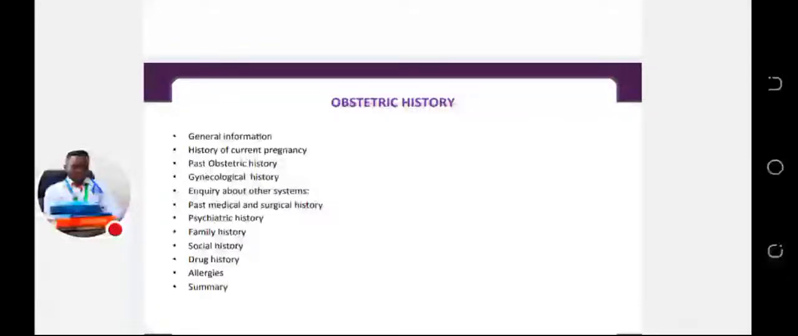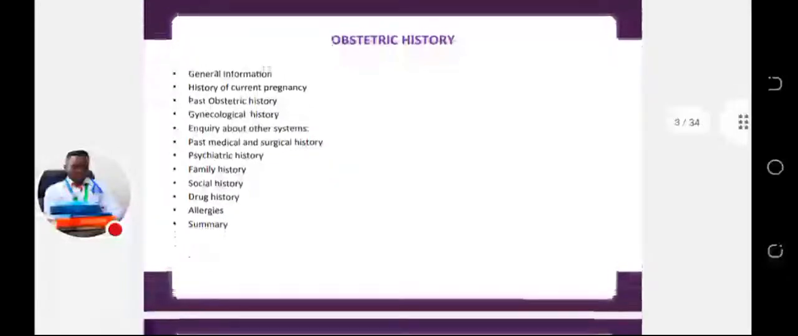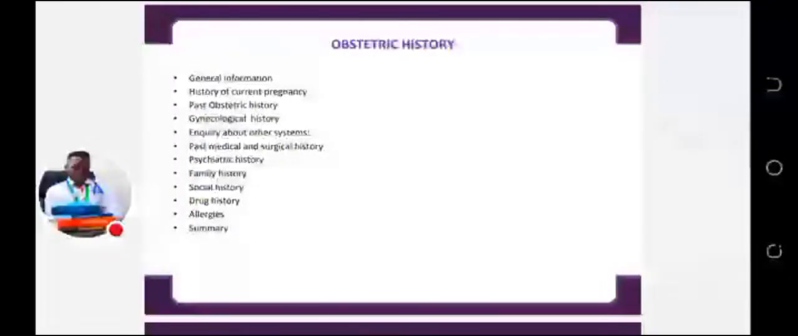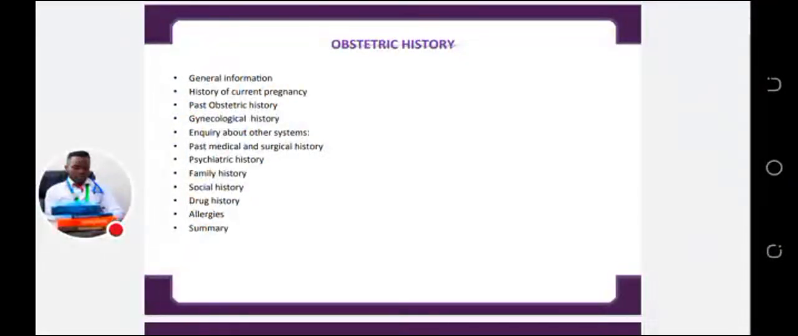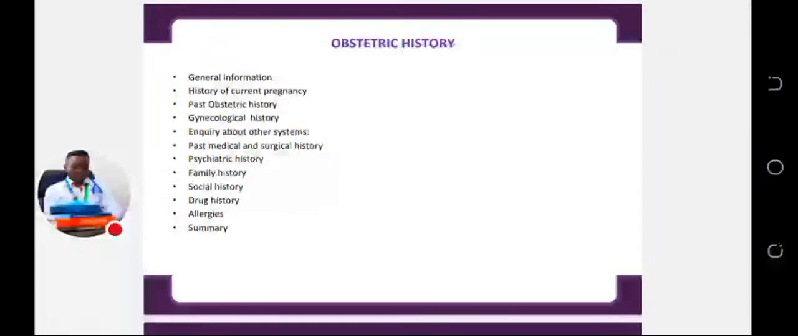Okay, so without wasting much of the time, what we're going to do is look at some of the objectives that we need to consider when dealing with the history and the physical examination of obstetrics and gynecology. To start with, we need to get the general information of the patient. Under general information, this is where you get the details of the patient, like the names and the age and everything.